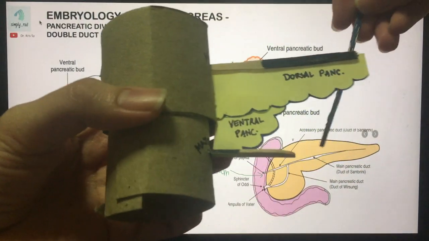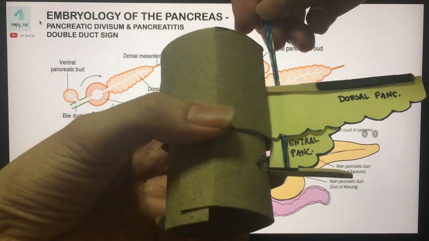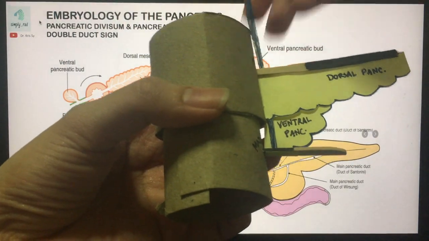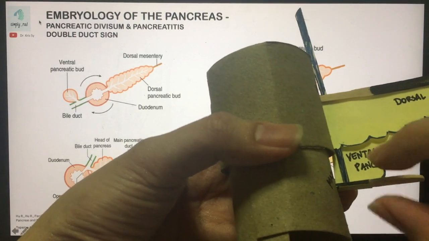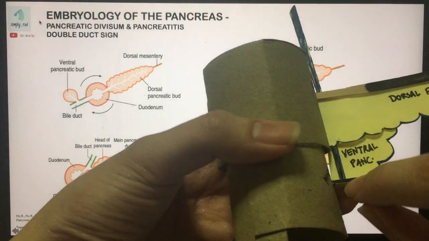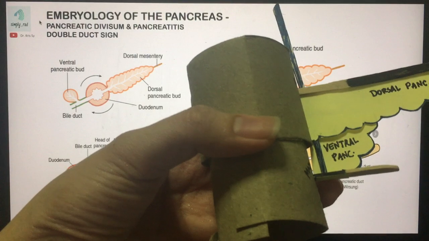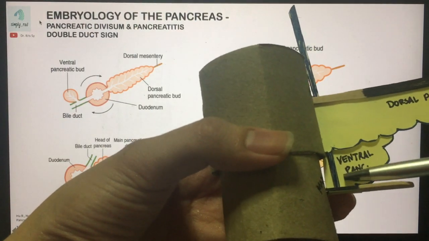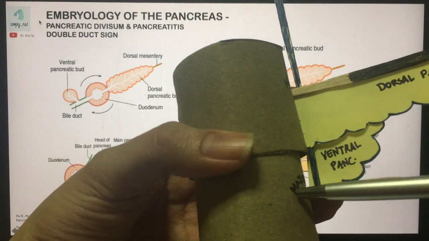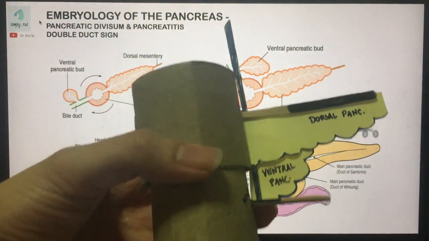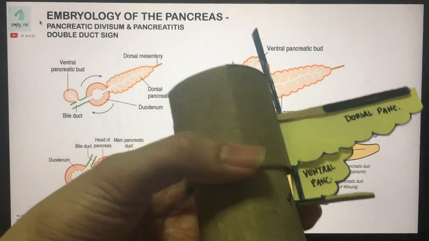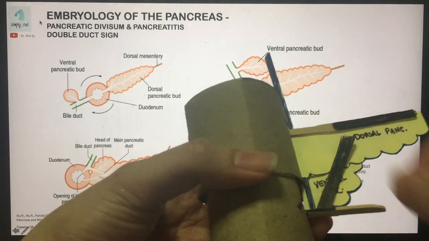Okay, now let's insert again the common bile duct. Again, this is the blue structure here. The common bile duct enters or merges with the ventral duct, and the ventral duct here, which becomes the duct of Wirsung, will empty into the major papilla.